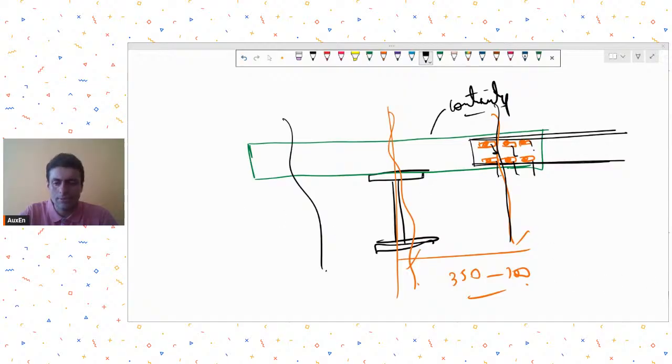I think Rahul has shared some WhatsApp image. Let me have a look. What is he saying?